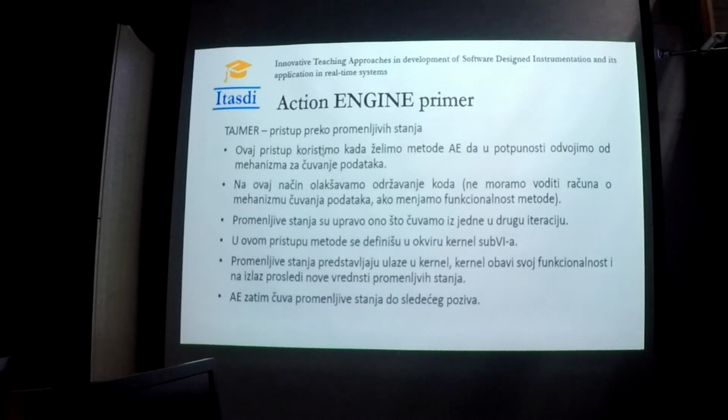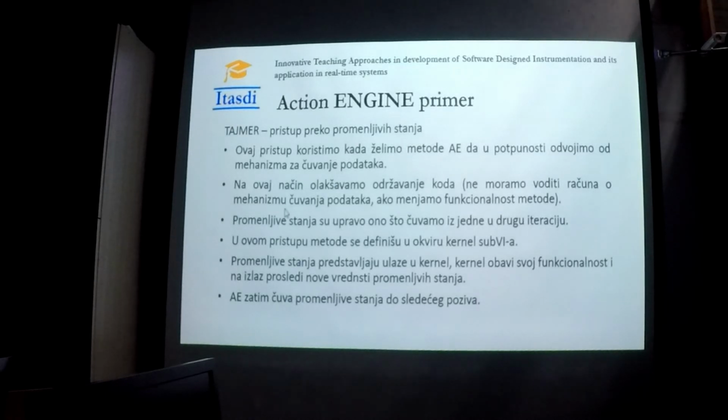So this approach via state variables is used when we want the methods of the Action Engine to be completely removed from the mechanism of data storing in shift registers, and in this way we make it easier to track changes in code. We don't have to take care of data storing because it is done at the first instance, so we can change only the functionality itself. We can provide as many functions for this particular Action Engine as we want. Usually for a timer we don't need many, but we can provide as many as we want.